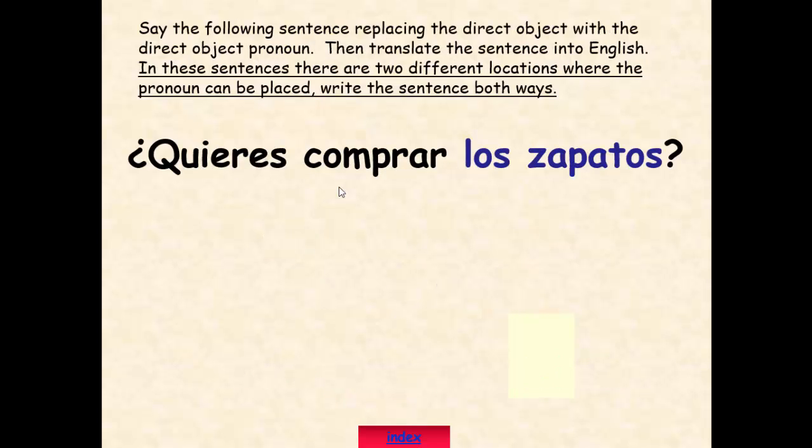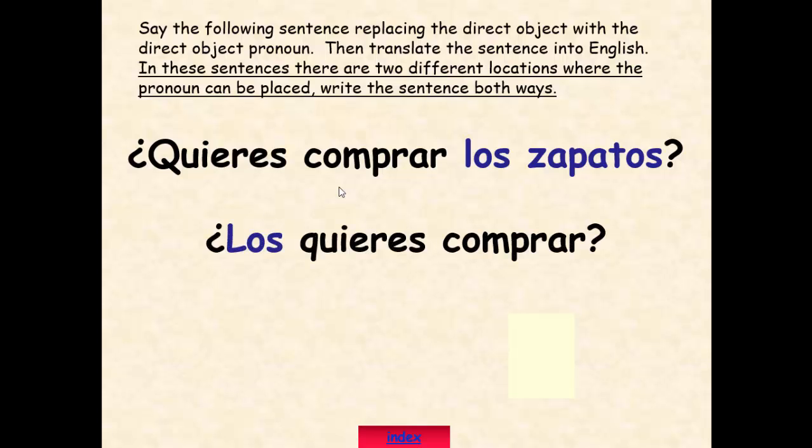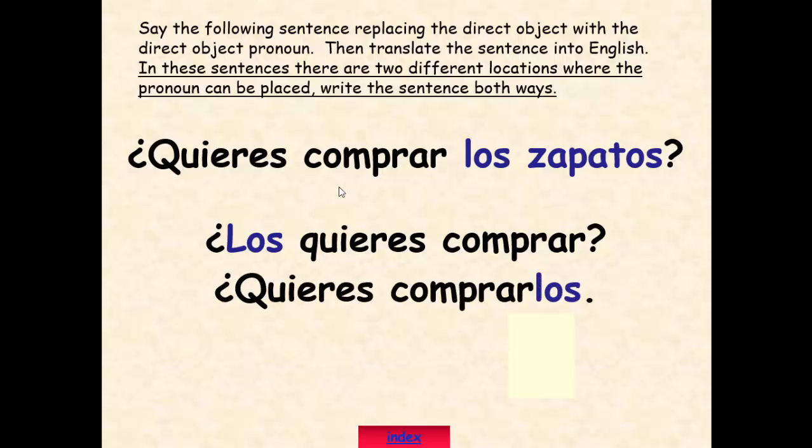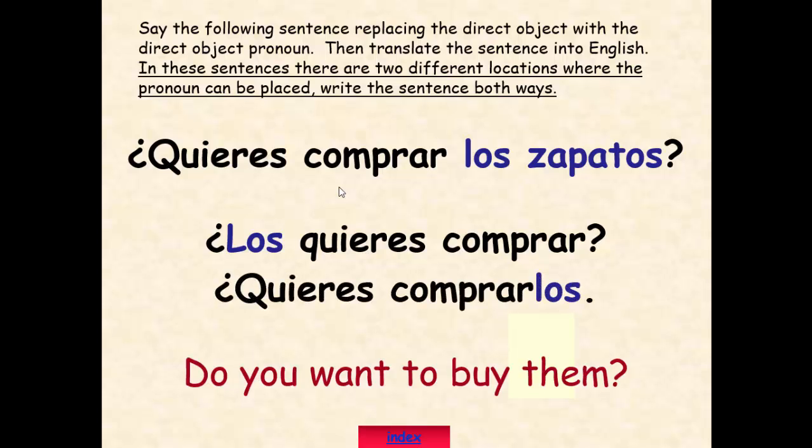¿Quieres comprar los zapatos? Your first option could be los quieres comprar, or you could also say quieres comprarlos. And don't forget to translate to English. Do you want to buy them?